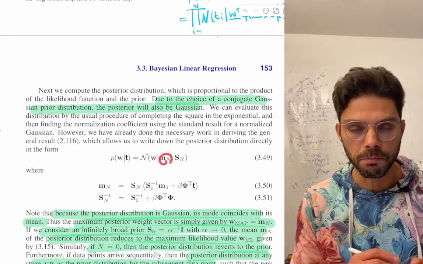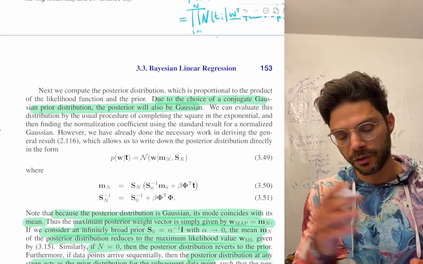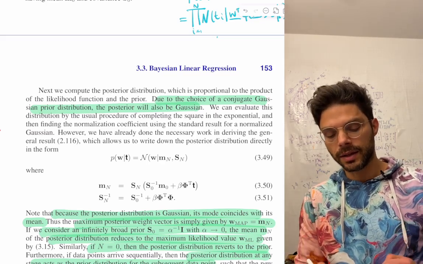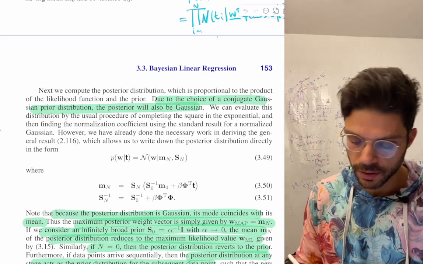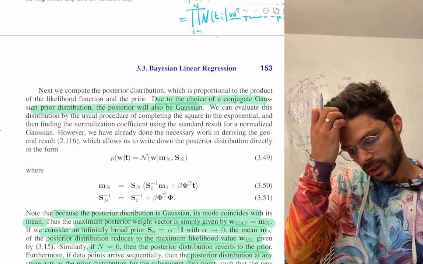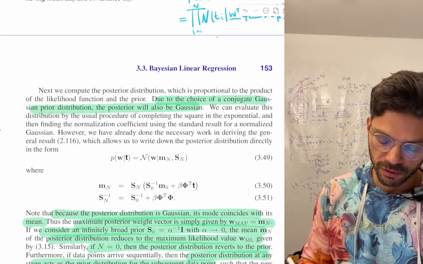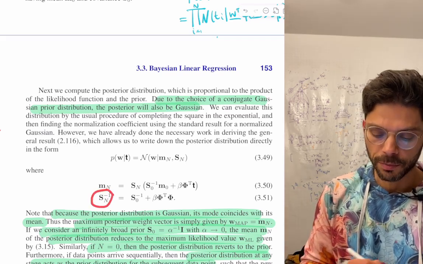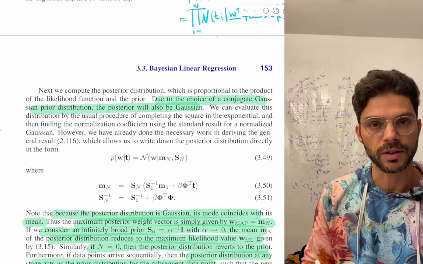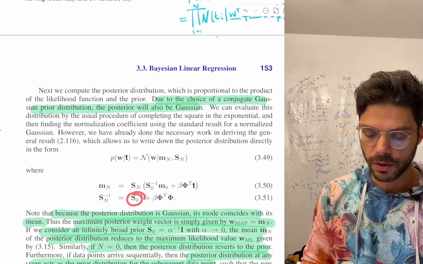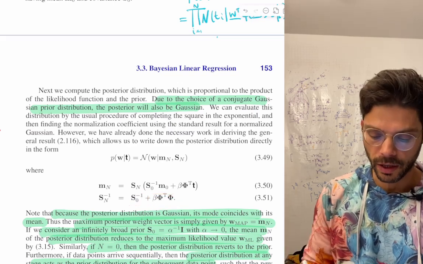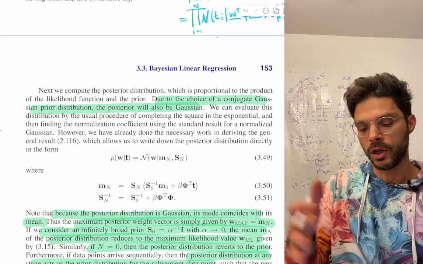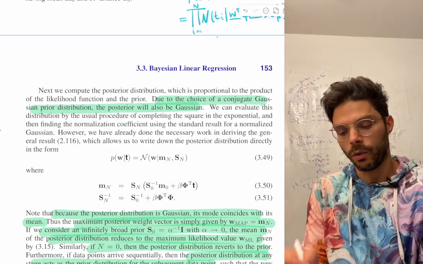But now we have this mean that's being computed after n data points and the covariance. And actually, in this particular setting, they're easy to remember, more or less. So maybe the easiest one to remember is the precision. So this is Sn minus 1, the precision, is the prior precision plus the precision from the data. So it's additive. And if you do one data point at a time, you'll see that each data point contributes one of these precision terms.